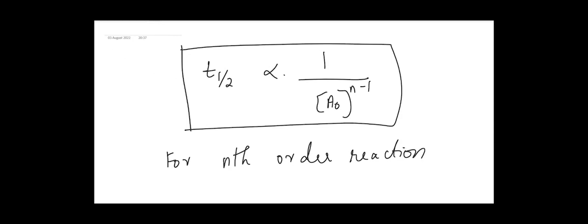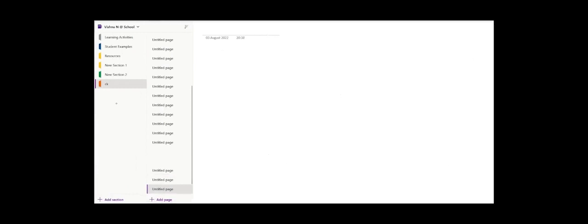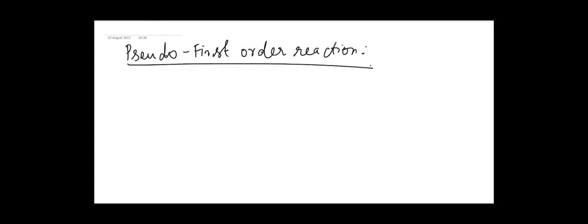So now we have successfully looked into the zeroth order and first order reaction. We have something called pseudo first order reaction as well. So pseudo first order reaction is a special case of first order reaction where the concentration of one or more reactants is sufficiently large such that there is no significant change in the concentration of those reactants when compared to the other reactants.